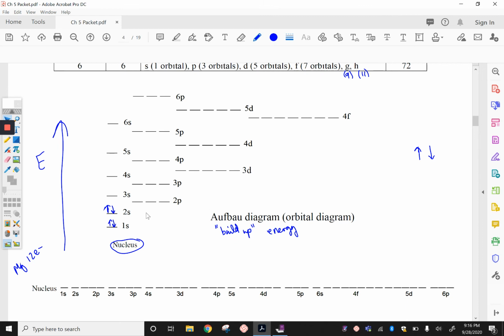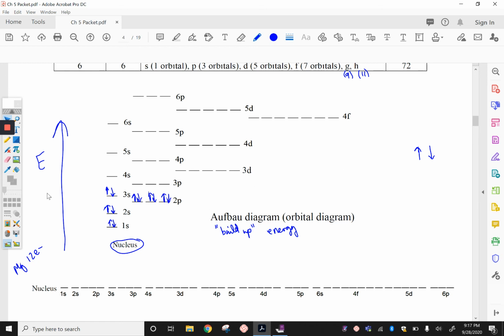Next in energy is the 2p. Notice it has 3 orbitals. That means it can take up to how many electrons? Remember, each of the lines takes 2. So it's a total of 6. So 1, 2, 3, 4, 5, 6. So far I've drawn 10 electrons. Magnesium has 12, right? So I need 2 more. So the next 2 go in the 3s.